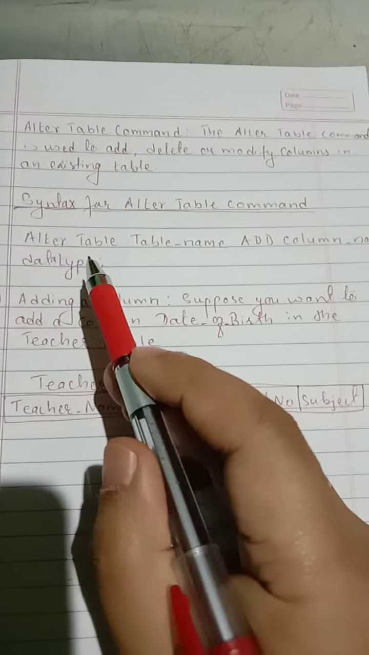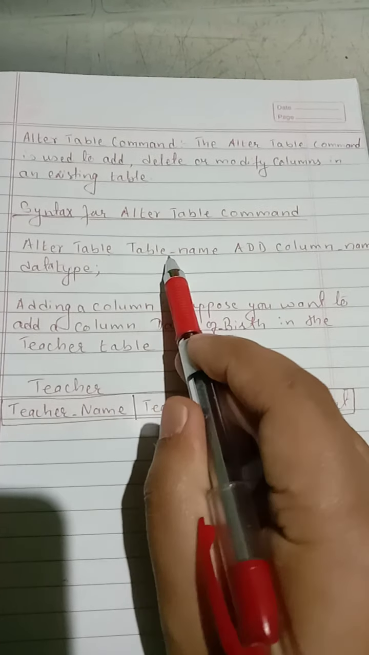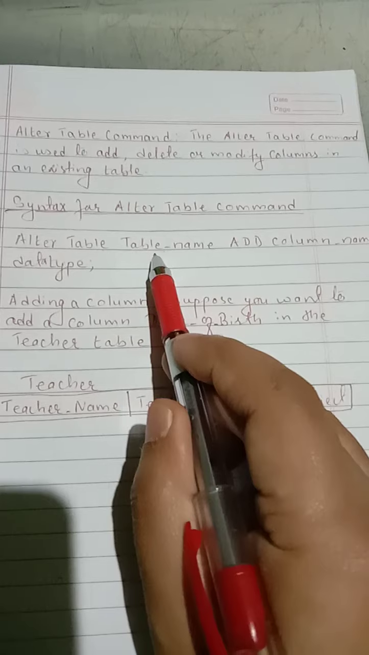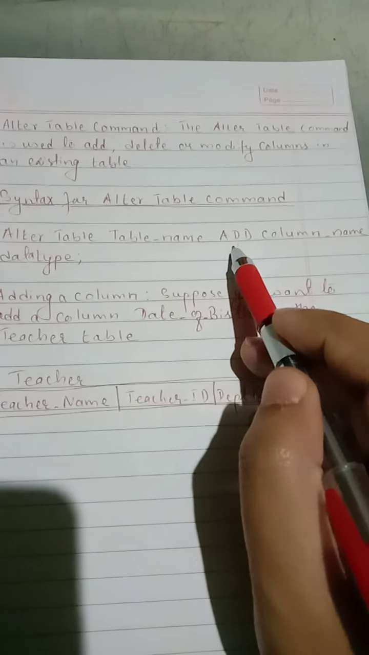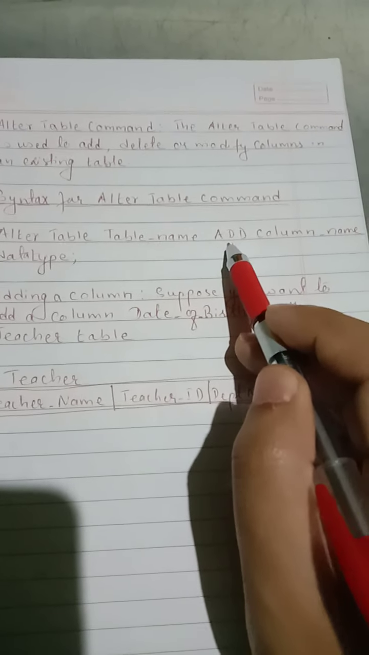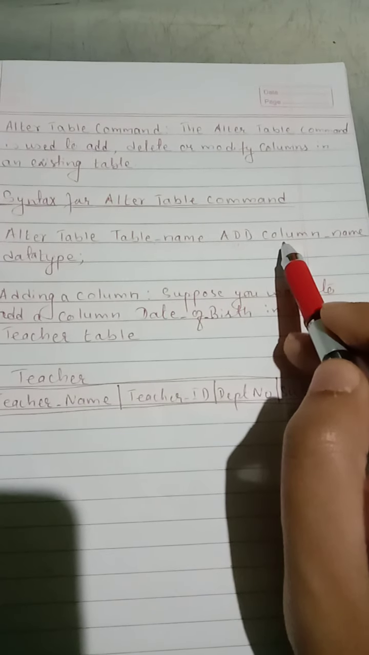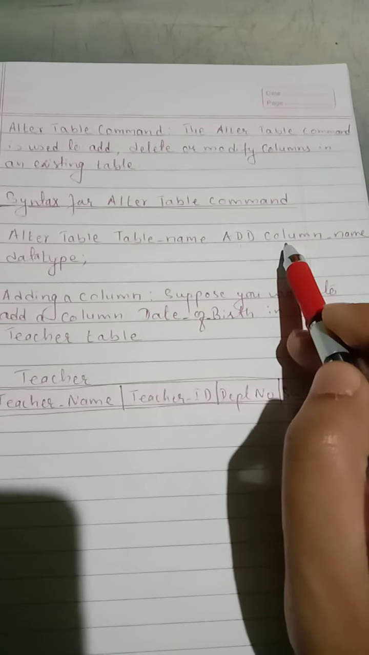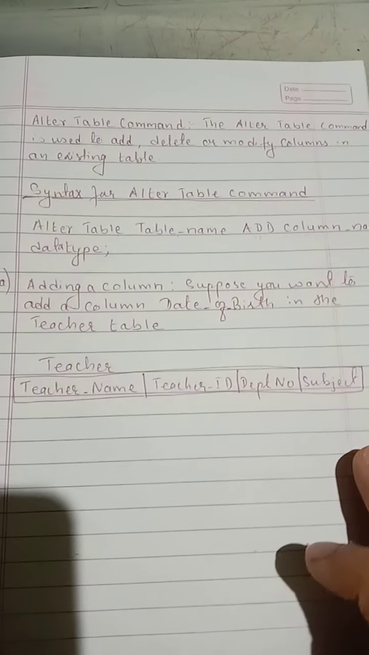So here is the syntax of the alter table command. Alter table, then the table name, which is the table you want to add a column to. Then this is the add keyword, so you have to mention add in the alter table command. Then the column name, which is the column you want to add, and the data type. It is similar to the create table statement.